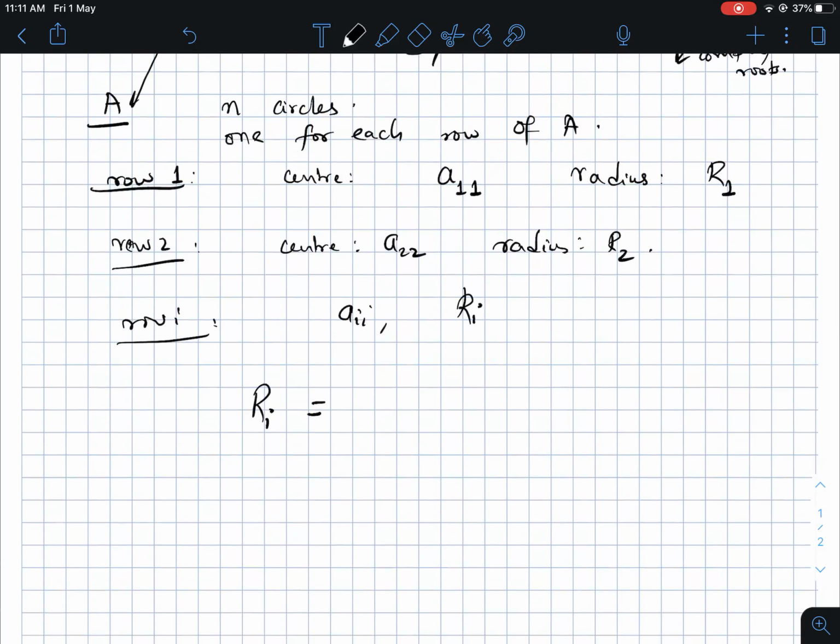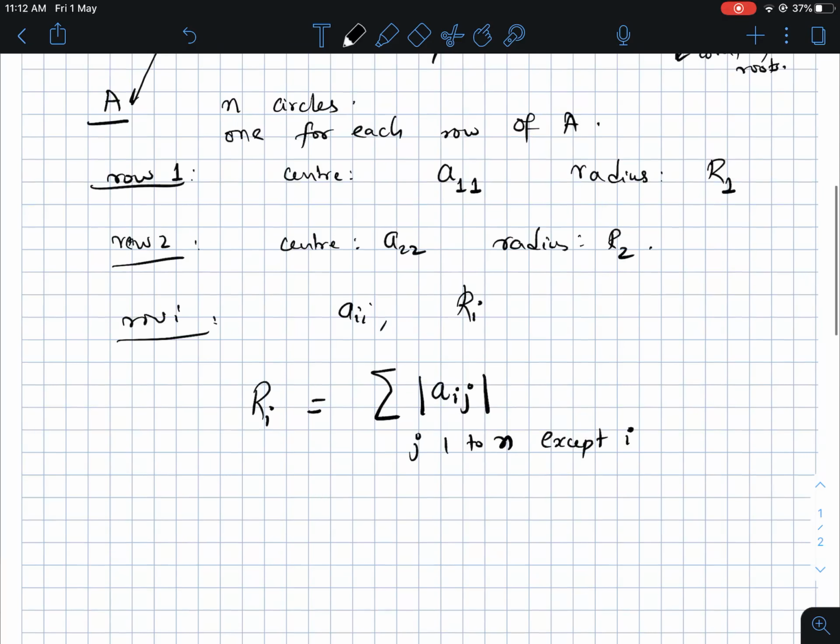Ri is basically the sum of all the off-diagonal entries. Aij is an off-diagonal entry in row i, where j is the column index and runs from 1 to n except i, because we want the off-diagonal entries, excluding the diagonal. We sum these with an absolute value. So it's a sum of the absolute values of the off-diagonal entries, j not equal to i, and that is the radius Ri of the ith circle. This is how you construct the n Gershgorin circles.